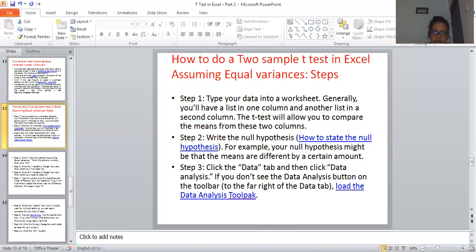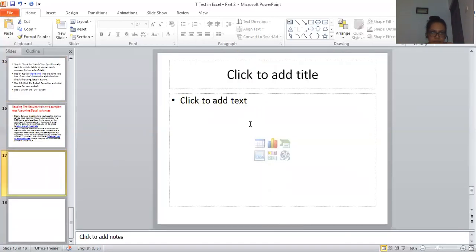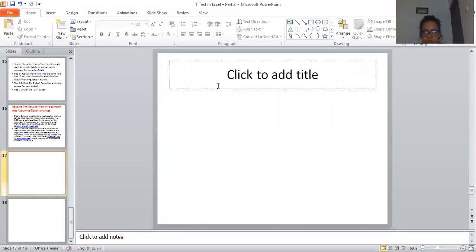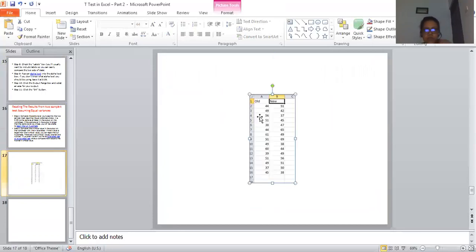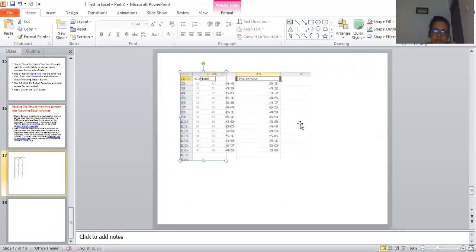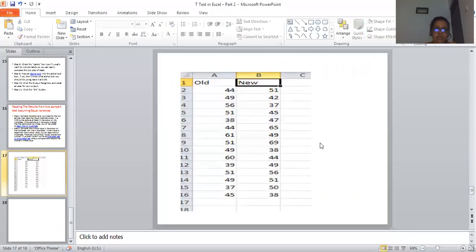So this is the data set. The first step is, pause the video and start entering the data into your Excel worksheet. So you have old and new. Old means the lifetime of the old batteries, and new is the lifetime of the new batteries.